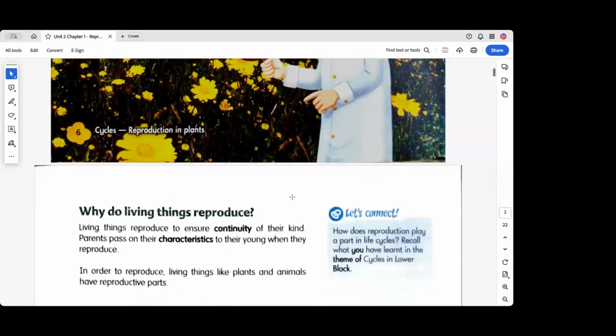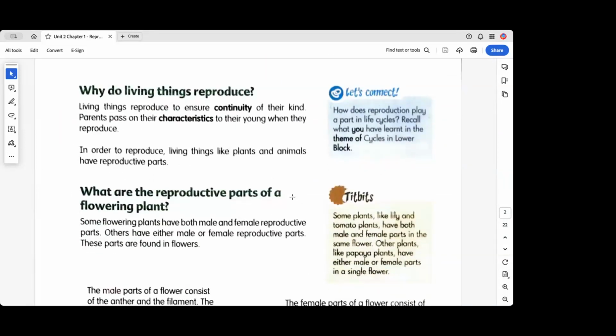The keyword here: living things like us, we reproduce. Why? Because we ensure the continuity of our own kind. The parents pass on their characteristics to the young when they reproduce. For example, for humans, you may find that you and your parents share the same characteristics, like the same nose, same eyes, same ear shape, and so on and so forth.